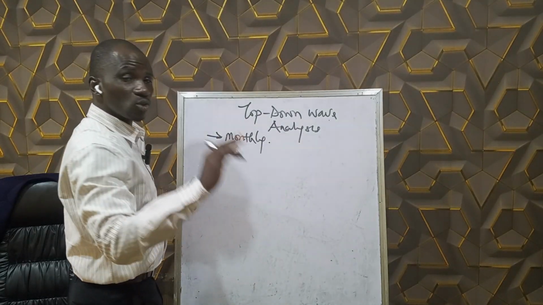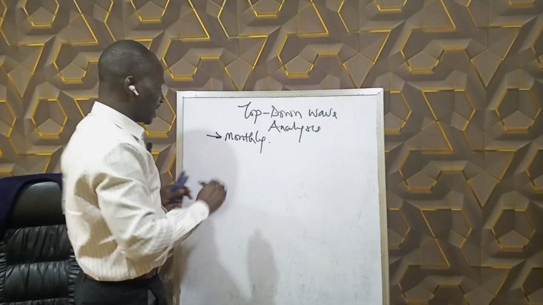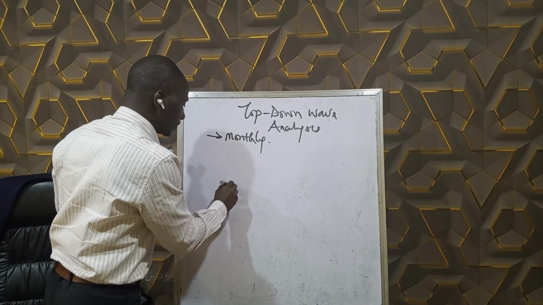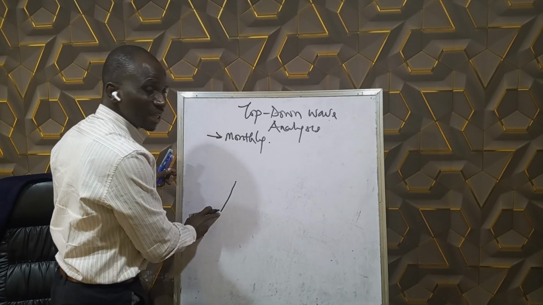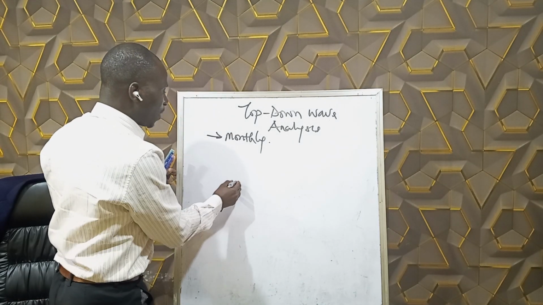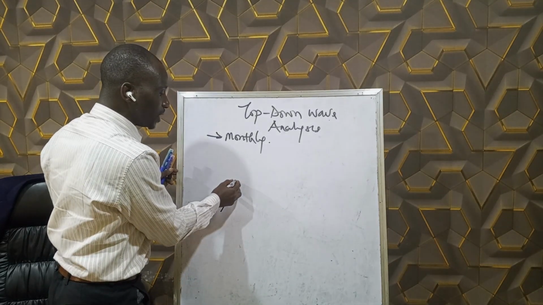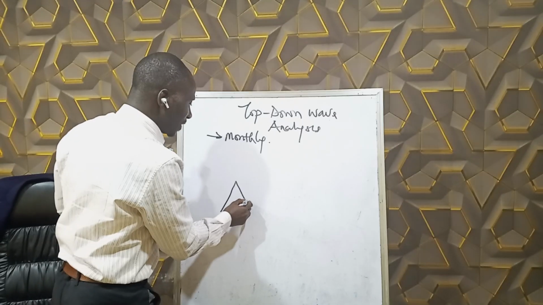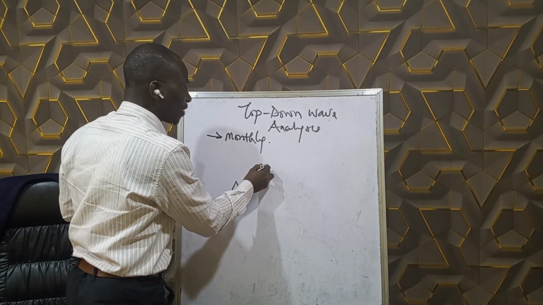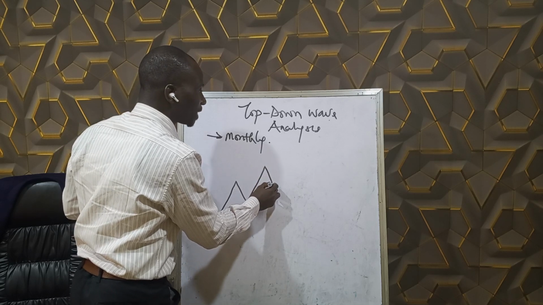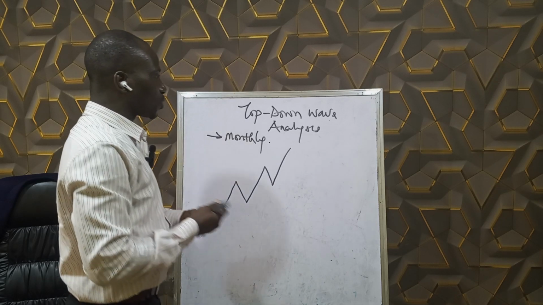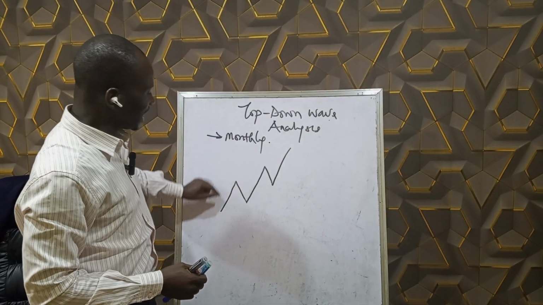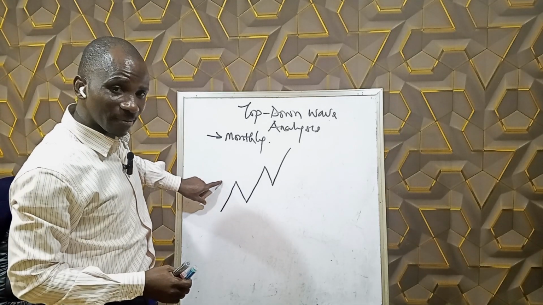Now, what you need to understand about wave analysis is that when waves move, let's say something like this, this is what we call an impulse wave. Another wave is going to follow that we usually call a corrective wave. Then another wave will follow, provided that you are in an uptrend. To do top-down wave analysis means that you will recognize the impulse wave on the monthly chart.